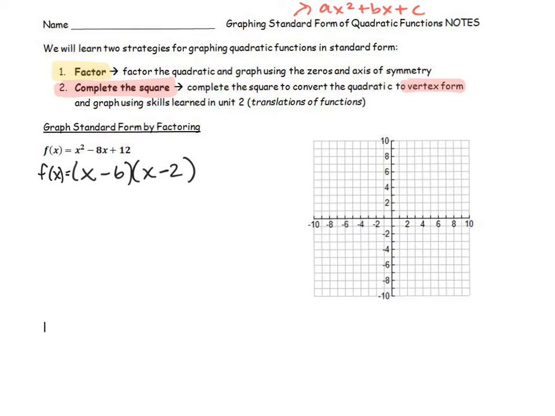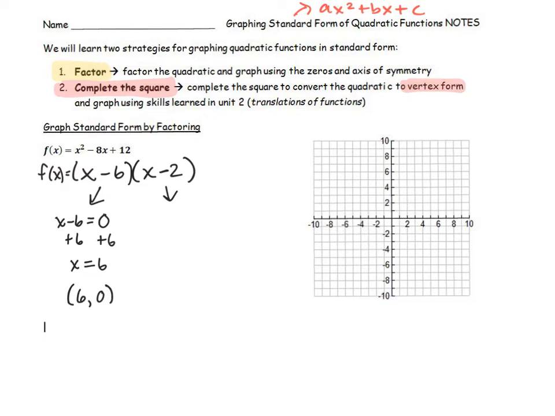Now that it's in factored form, this should be a little bit of review. It's easy for us to take one factor, x minus 6, and set it equal to 0. If I solve that, I will get x equals 6. And that tells me that if I input the value of 6, I will get an output of 0. So it tells me one of the zeros of my quadratic.